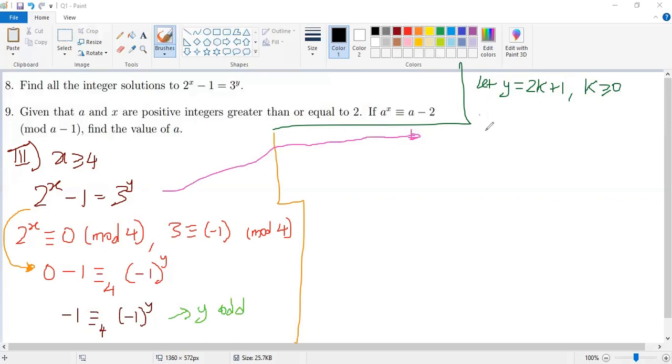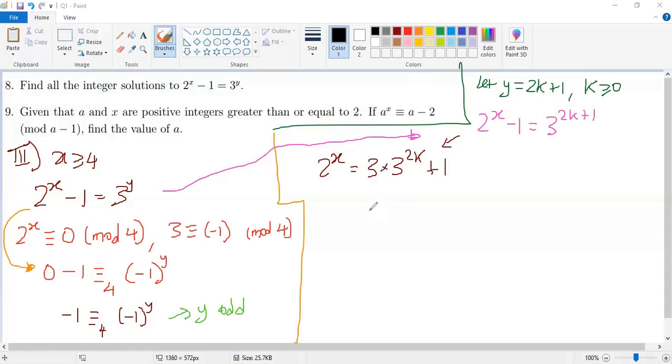So in this case, this would be 2^x - 1 = 3^(2k+1). Let's rewrite the entire thing, please. Let's move it here. Please take note. It equals 3 times 3^(2k), because 2k+1 can be split, plus 1.